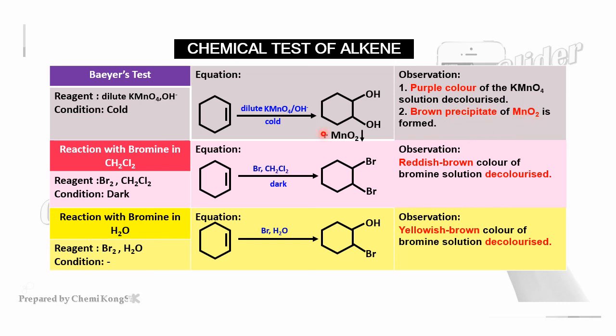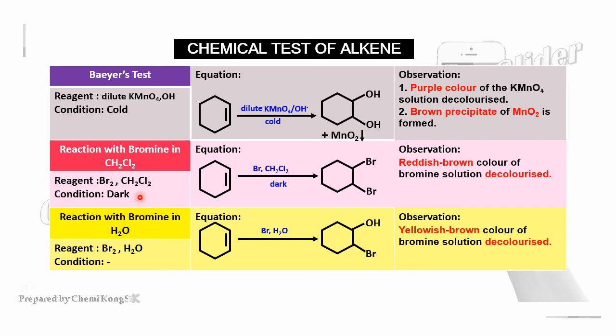Okay, the second one, reaction with bromine in inert solvent. So bromine in inert solvent, condition dark. Actually no matter dark or under sunlight, it will give the same product, which is 1,2-dibromocyclohexane. The reddish brown color of bromine solution decolorized. But when you want to compare cycloalkane, ANE, with cycloalkene, ENE, the condition is very important, because under dark condition, only cyclohexene, ENE, will give the positive result. But cyclohexane, ANE, the reddish brown color of bromine solution remains the same.